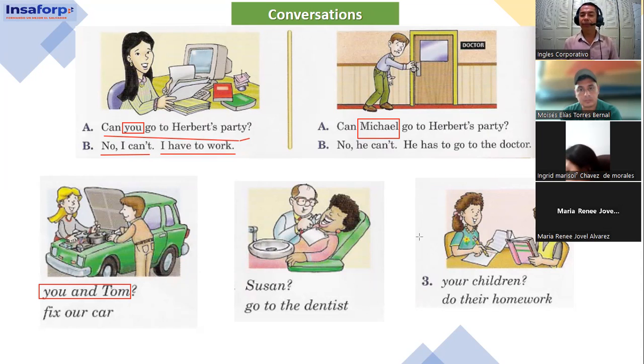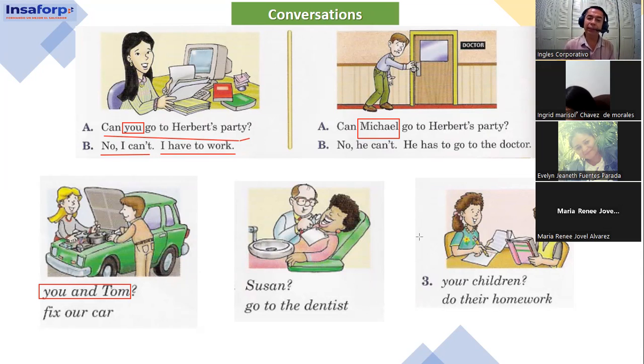Number three. Okay. Evelyn, you make the question and Elsa the answer, right? Okay. Can your children go to Herbert's party? No. They can't. They have to do their homework. Their homework. Perfect. Yes. Asombrante. Yes. Good.